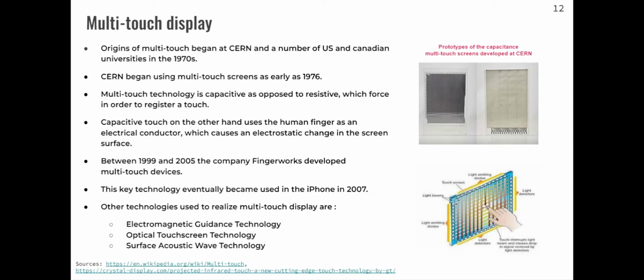Other technologies used to realize multi-touch display are the electromagnetic guidance technology, optical touchscreen technology, and the surface acoustic wave technology. Here we can see an example of optical touchscreen technology. It uses light to detect the touch of our finger on the screen.